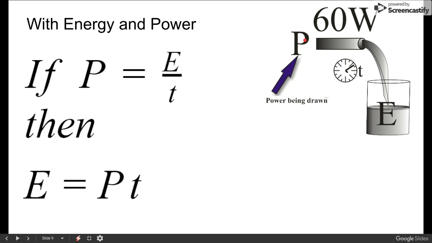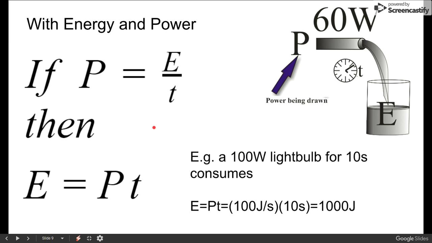So power, how many joules a second? So in this case here, 60 joules per second. If it ran for 10 seconds, you could give me the total energy burn. So let's look at a 100 watt light bulb. A 100 watt light bulb turned on for 10 seconds will consume 100 joules a second times 10 seconds, 1,000 joules of energy. A watt is a joule per second.